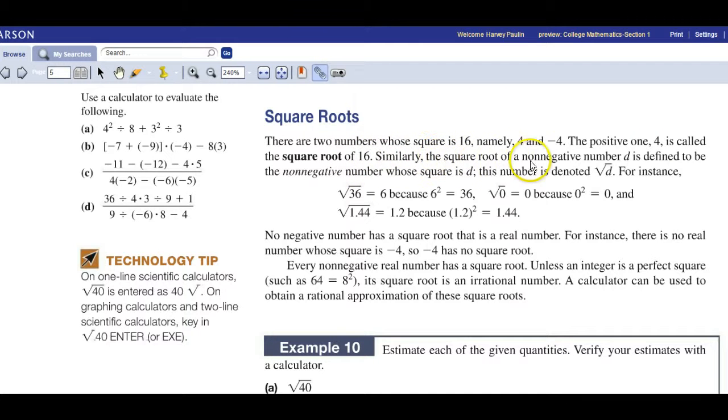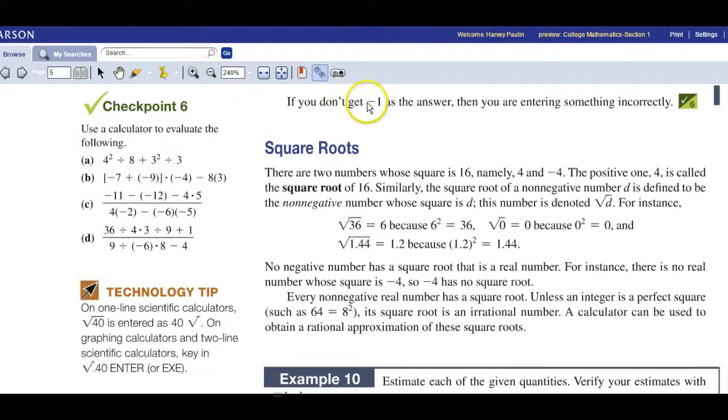Similarly, the square root of a non-negative number d is defined to be the non-negative number whose square is d. We often refer to the one where it's the non-negative value as the principal square root. But keep in mind that there are two that could give you the value, and they will give you direction as to what they want you to do.